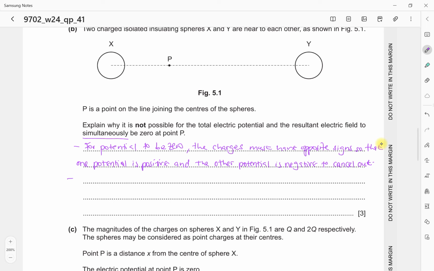Then how about electric field? So I'll say that for the field to be zero, the charges must have the same sign so that the fields due to x and y are in opposite directions to cancel out.